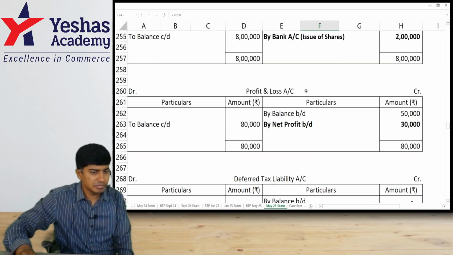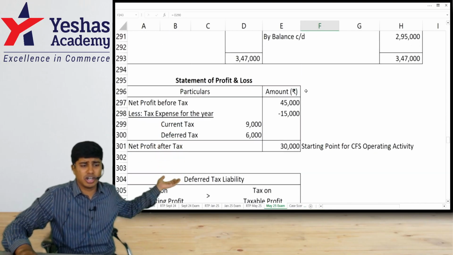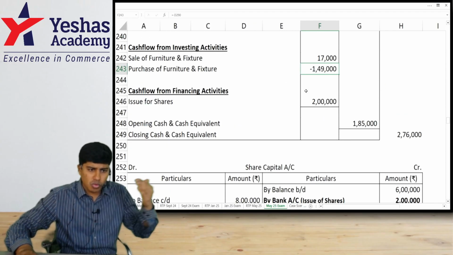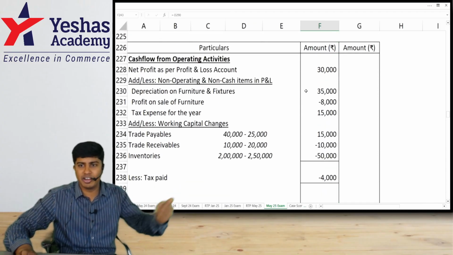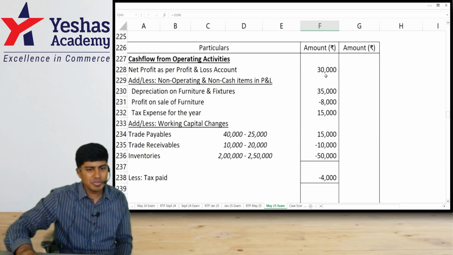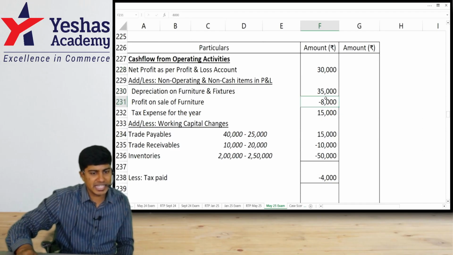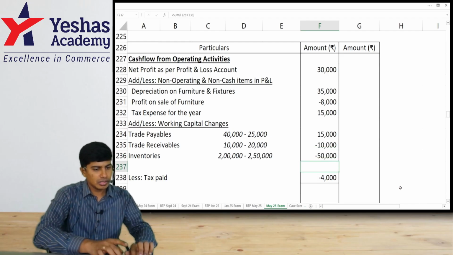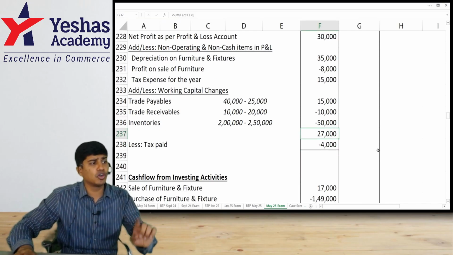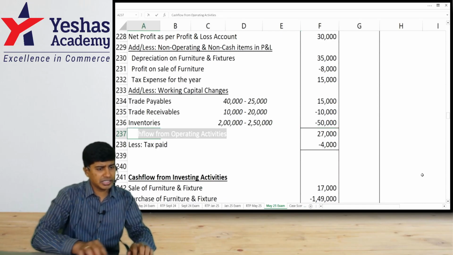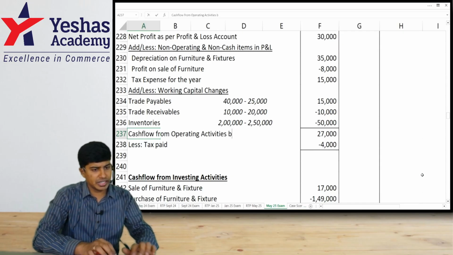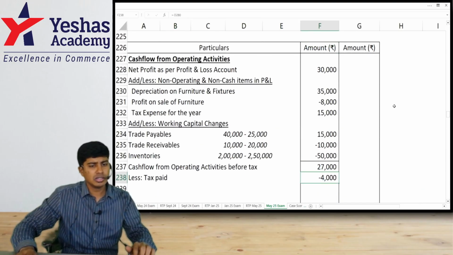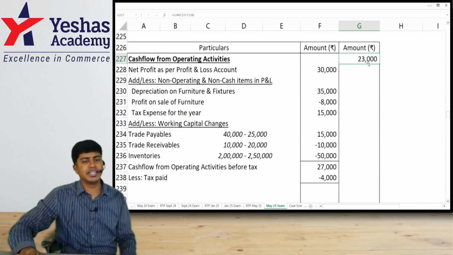Did everybody get this? Is there any other ledger that's incomplete and not closed? Everything's done. I hope you people understood. If you do have any doubt, watch the deferred tax liability part once again slowly at 0.5x speed so that you get it. Now take the total: 30 plus 35 minus 8 plus 15 plus 15 minus 10 minus 15. This is cash flow from operating activities before tax. Tax is how much? Minus 4. Cash flow from operating activities, 23.